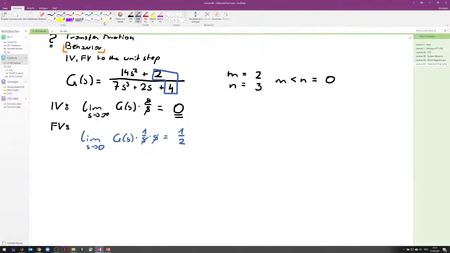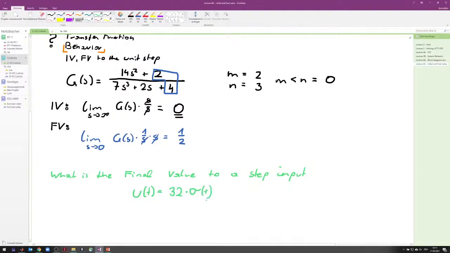Just for the sake of practice, let's assume we have, what is the final value to a step input, and this time it's not going to be a unit step, it's going to be a step input which looks like the following. It's going to be, let's say, 32 times our unit step. Okay, what's the final value? And then we're going to finish the lecture. Does anybody have an idea?